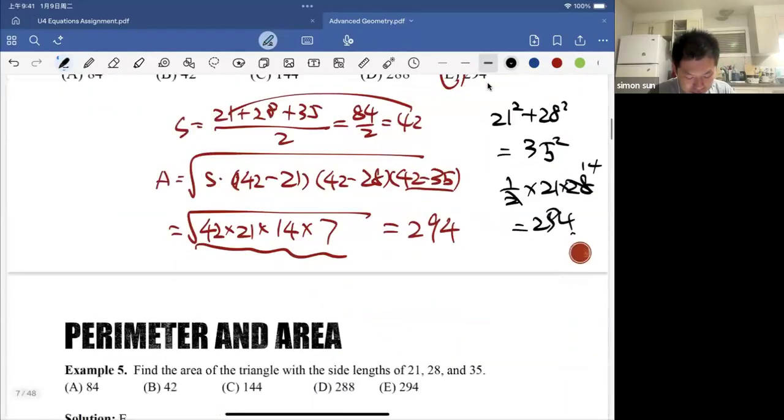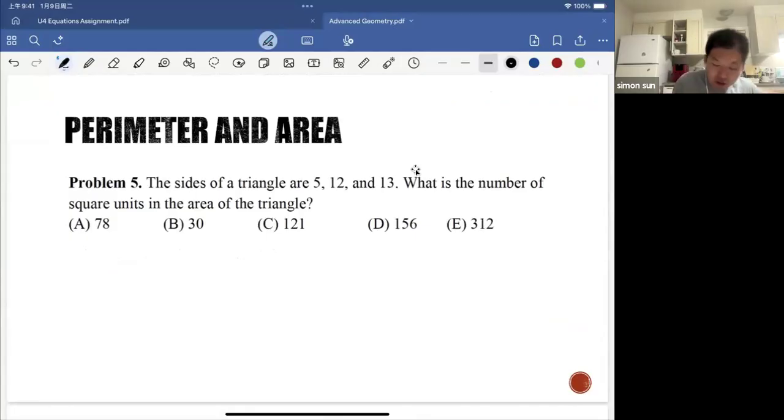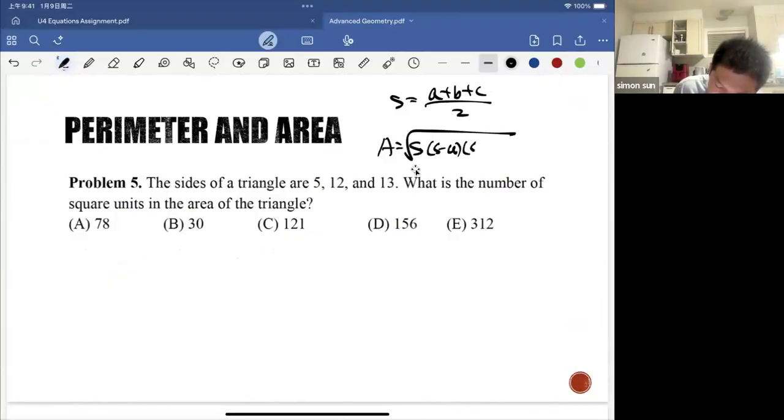Let's do another one. This one. Now the three sides are given. Let me just put the formula: area equal to the square root of S times S minus A, S minus B, S minus C.